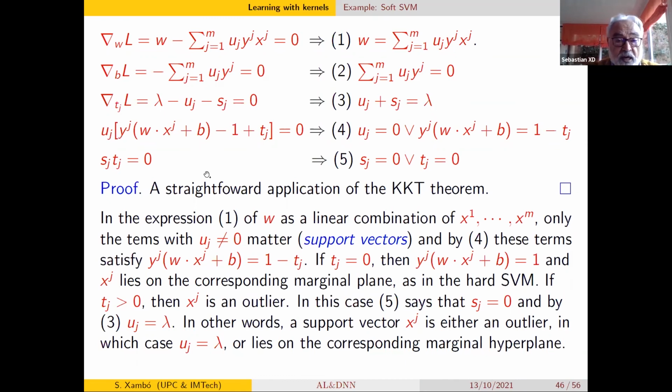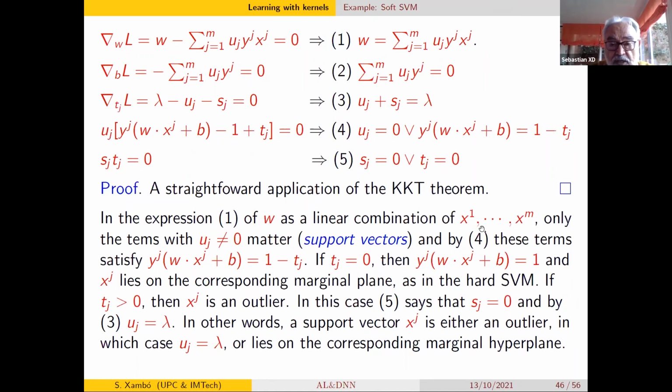Then there are the slack conditions. Uj times this condition should be 0, which means that either uj is 0 or this thing is 0 for every j. So either one or the other. And the same for the slack variables tj: either sj is 0 or tj equals 0. This is the Karush-Kuhn-Tucker theorem.